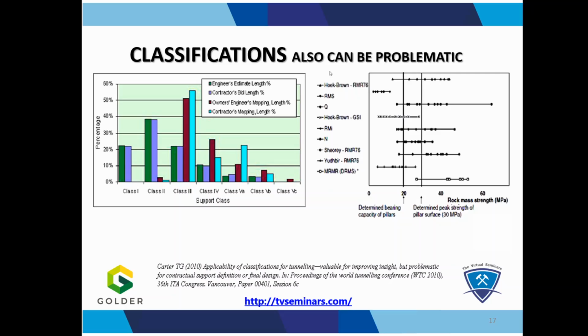The one graph on the left plots distributions for different support classes compiled by different people who had a different perspective on how they saw the rock. The engineer had one perspective, the contractor had a different perspective, but when it came to mapping, they were different again. So you can see we're looking at quite significant differences here.